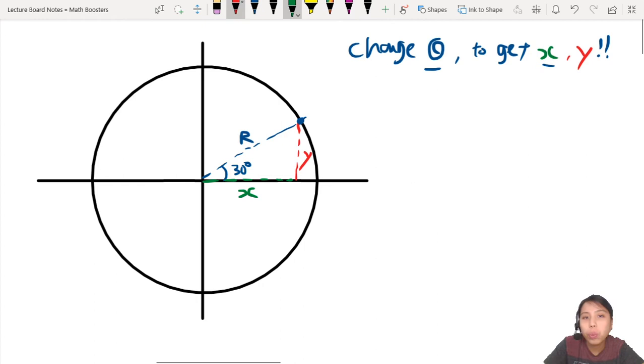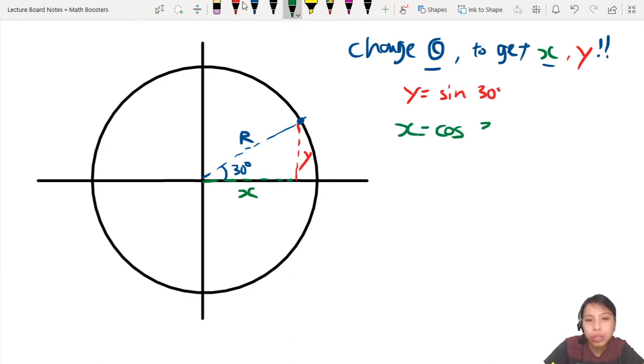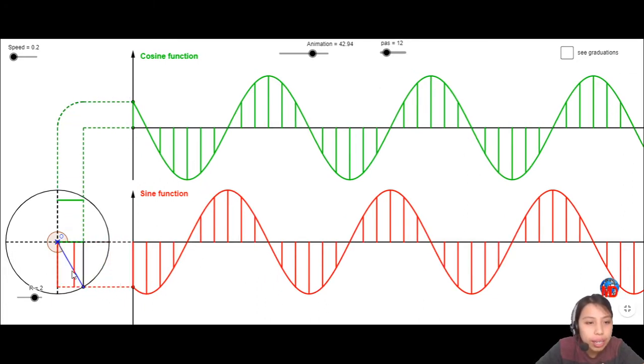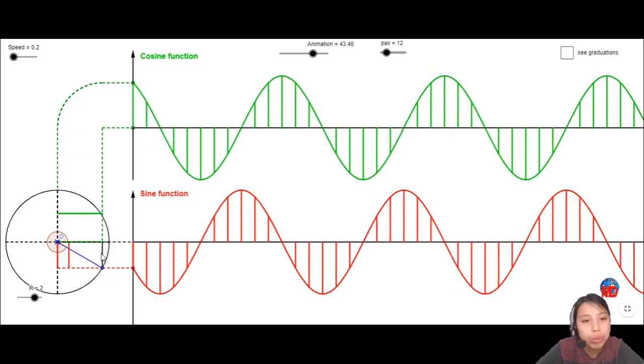The y will be opposite over hypotenuse, sine of 30 degrees. X will be adjacent over hypotenuse, so cos of 30 degrees. So you keep changing the angle, and that is what is happening right here. Let's look at the sine, the red color one, first. Currently your triangle is here. You just take the vertical part of the triangle component, then you move that line here.